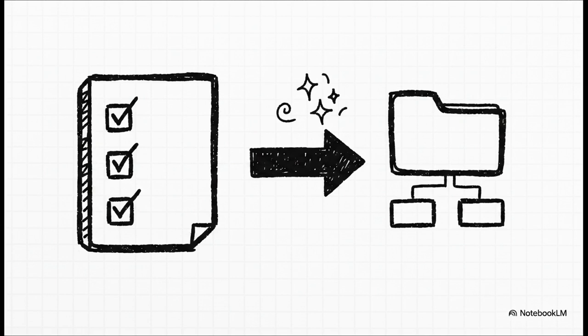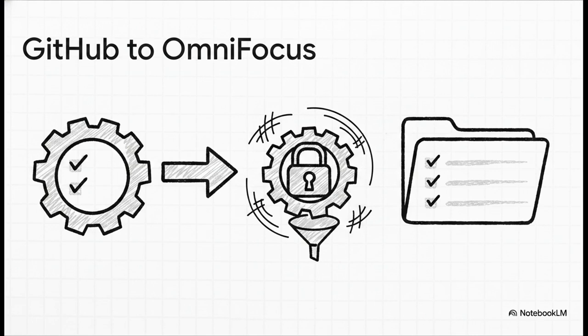And it gets better. If you use tab indentations in Obsidian to make subtasks, the system automatically converts those into a perfect parent-child hierarchy right inside OmniFocus. How cool is that?